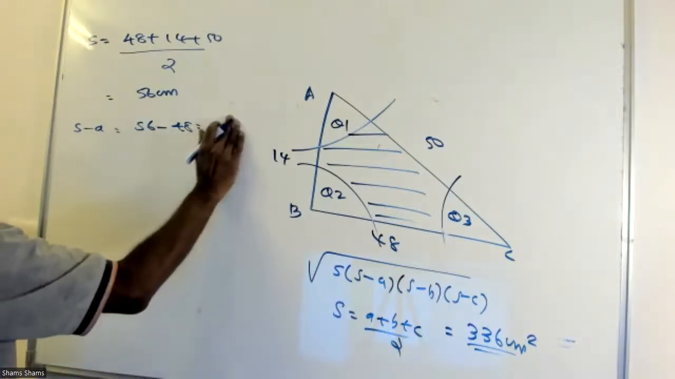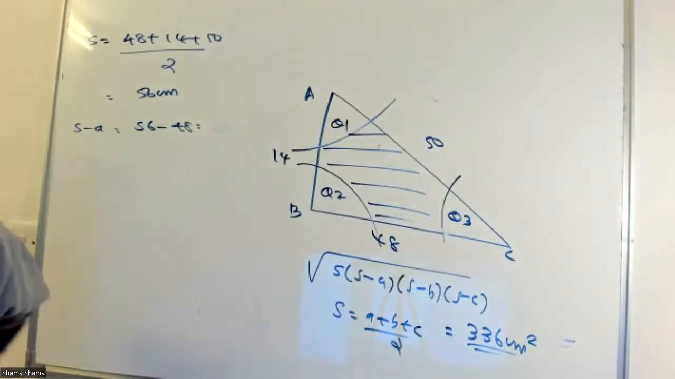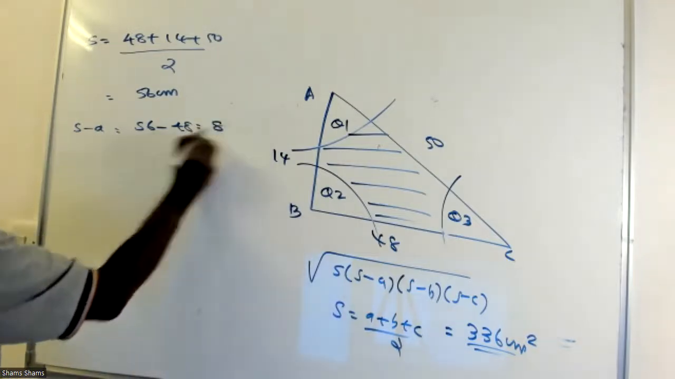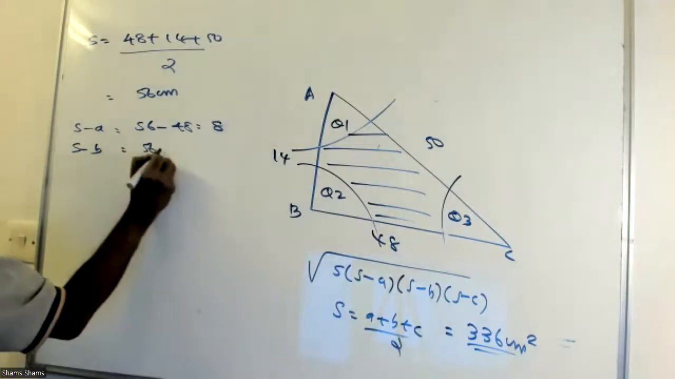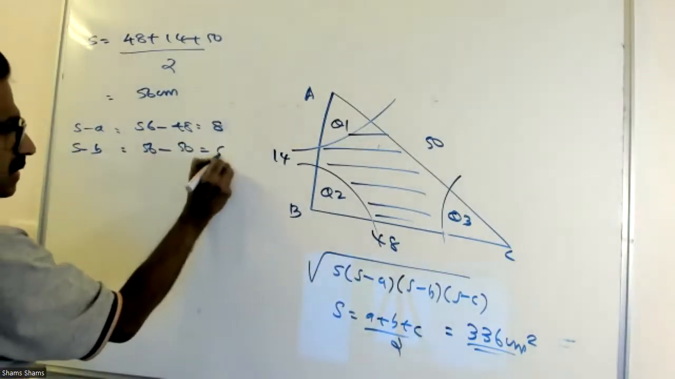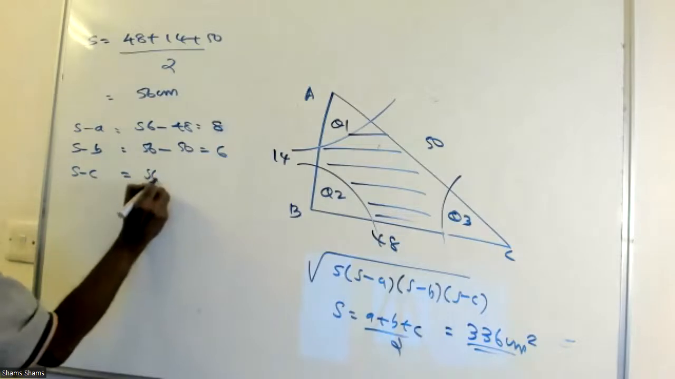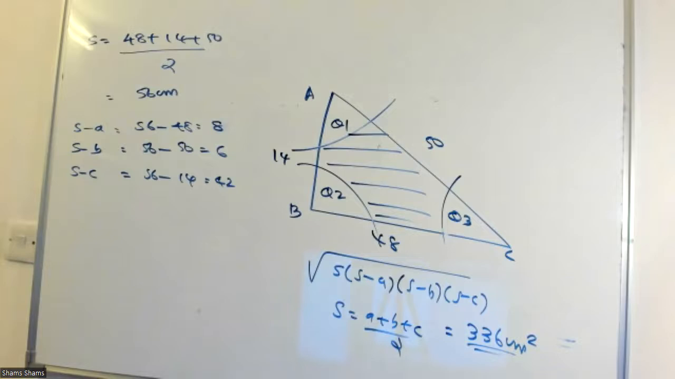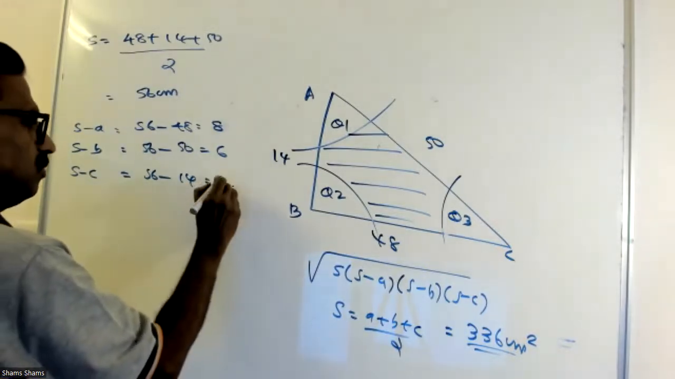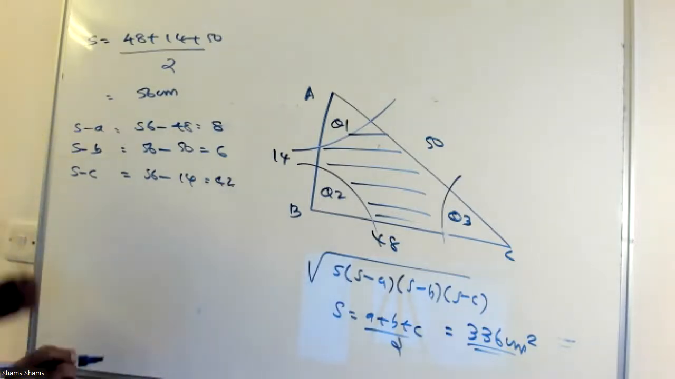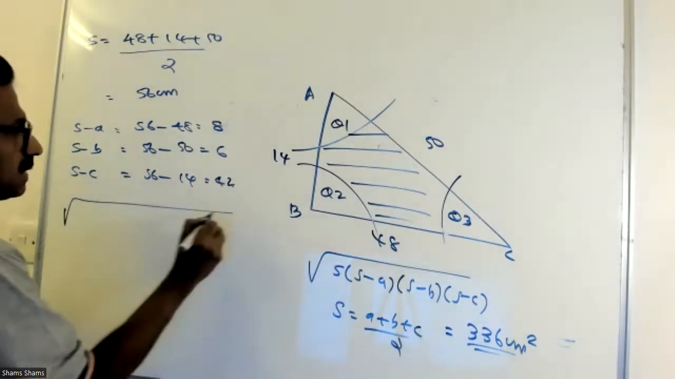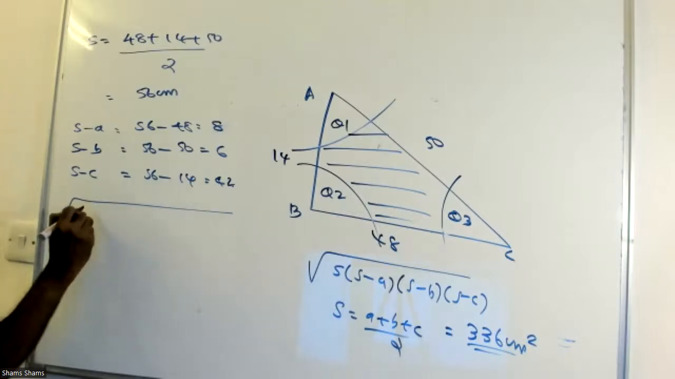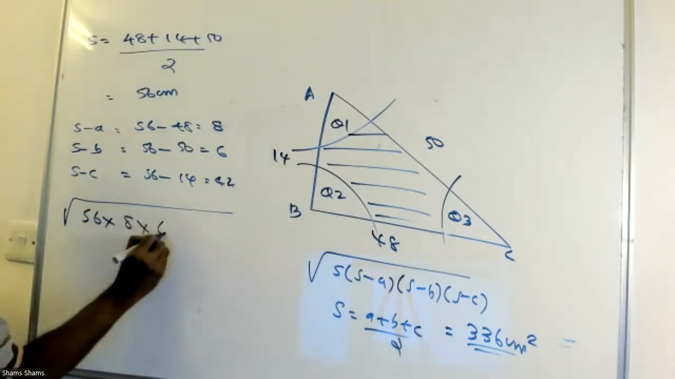Not 8. How much? 56 minus 48, how much? Sir, it's 8. Okay, 8 only. S minus B, 56 minus 50, that is 6. S minus C, 56 minus 14. How much? 42, right? Okay or not? 42, okay. Then apply the formula: the area is the square root of 56 into 8 into 6 into 42.